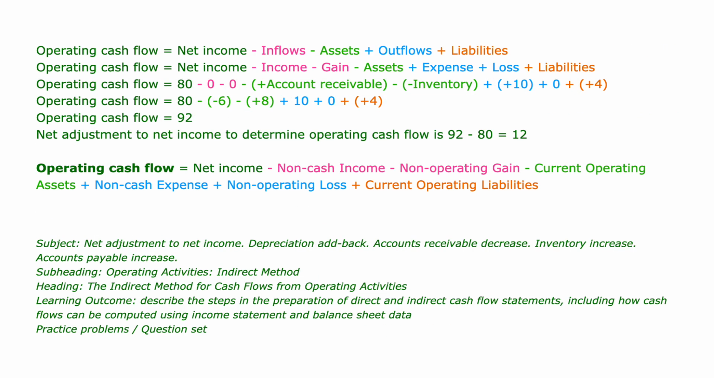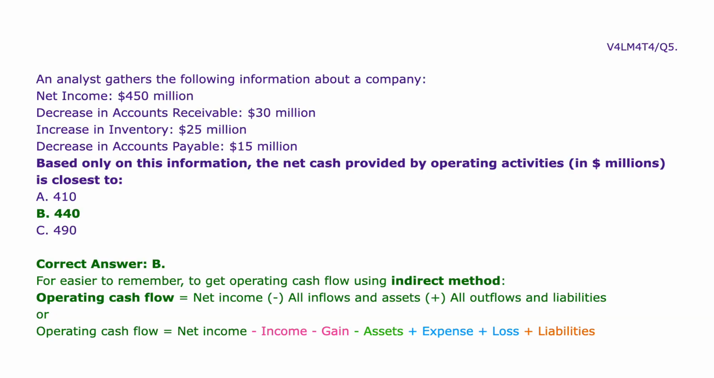Operating cash flow is calculated by adjusting net income for non-cash items and changes in current operating assets and liabilities. Operating cash flow using the indirect method equals net income minus all inflows and assets plus all outflows and liabilities.